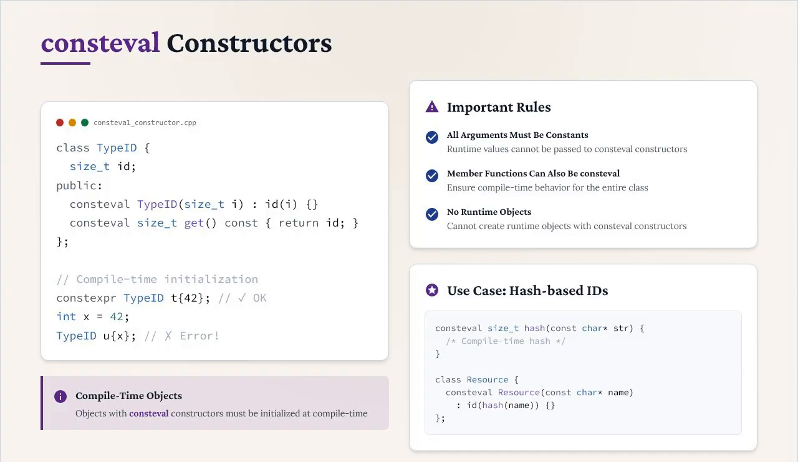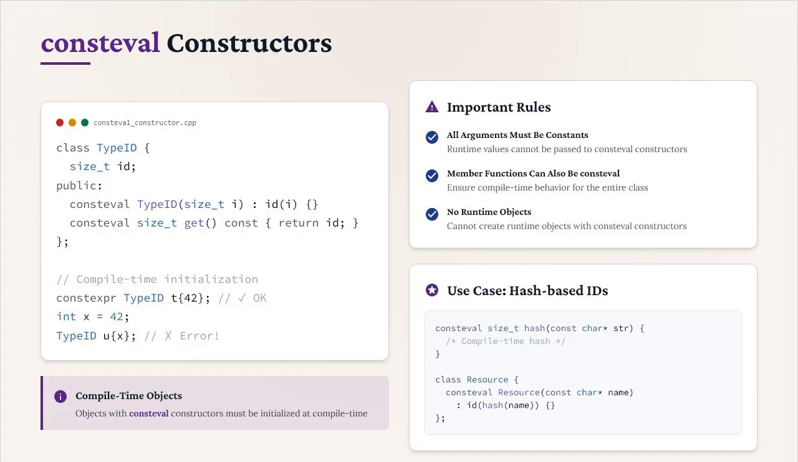When using consteval constructors, remember that all arguments must be constant expressions, and member functions can also be marked as consteval to ensure compile time behavior for the entire class. One important consideration is that objects with consteval constructors can only be used in constant contexts. They cannot be created at runtime.